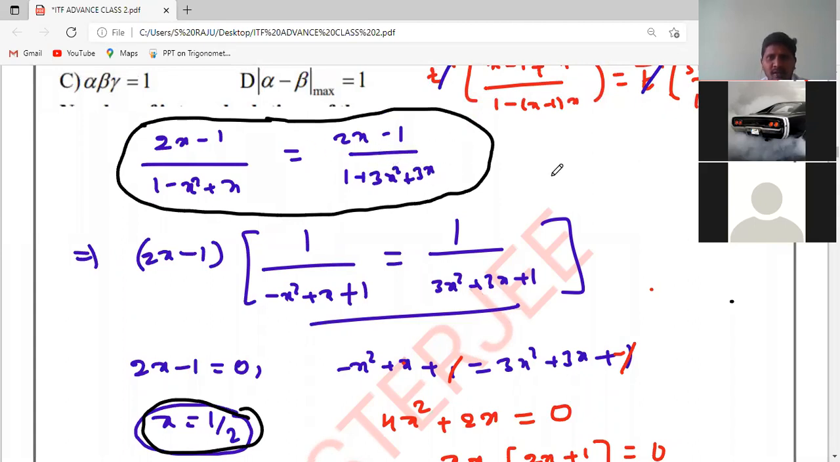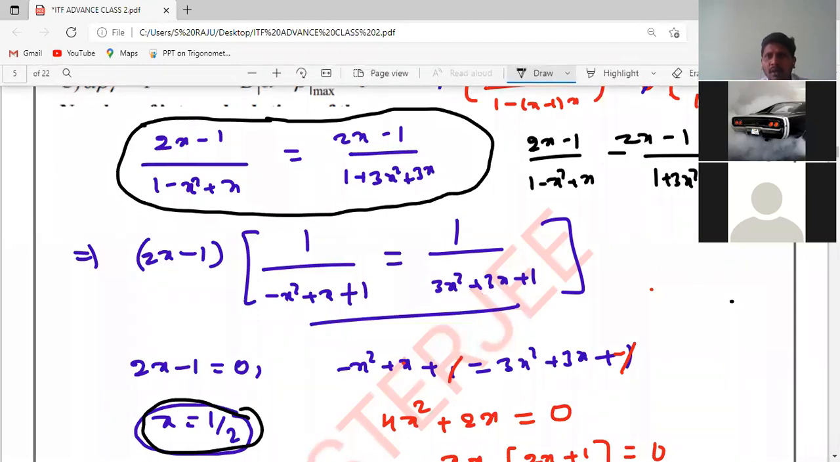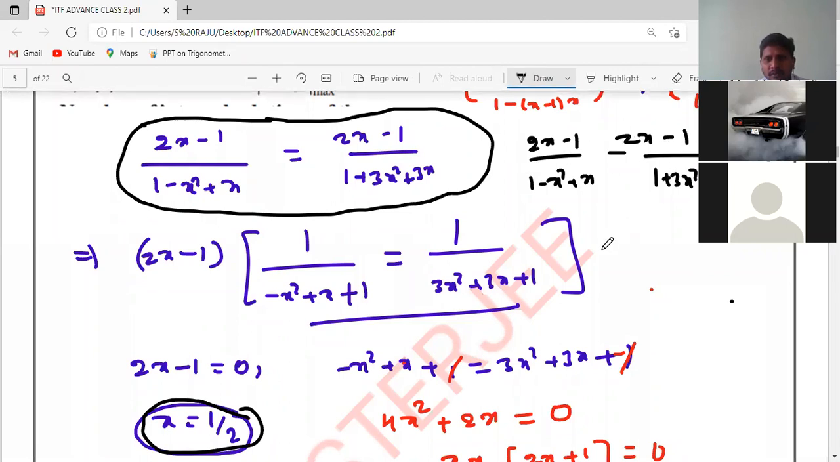If I take 2x minus 1 by this value, left side, 2x minus 1 by 1 minus x square plus x, minus 2x minus 1 by 1 plus 3x square plus 3x is equal to 0. Now, what is the common in both the terms? 2x minus 1 is common. What is the remaining value? Remaining is something minus 1 by something is equal to 0. So 2x minus 1 equating to 0. This is also equating to 0. Okay, we'll get this.